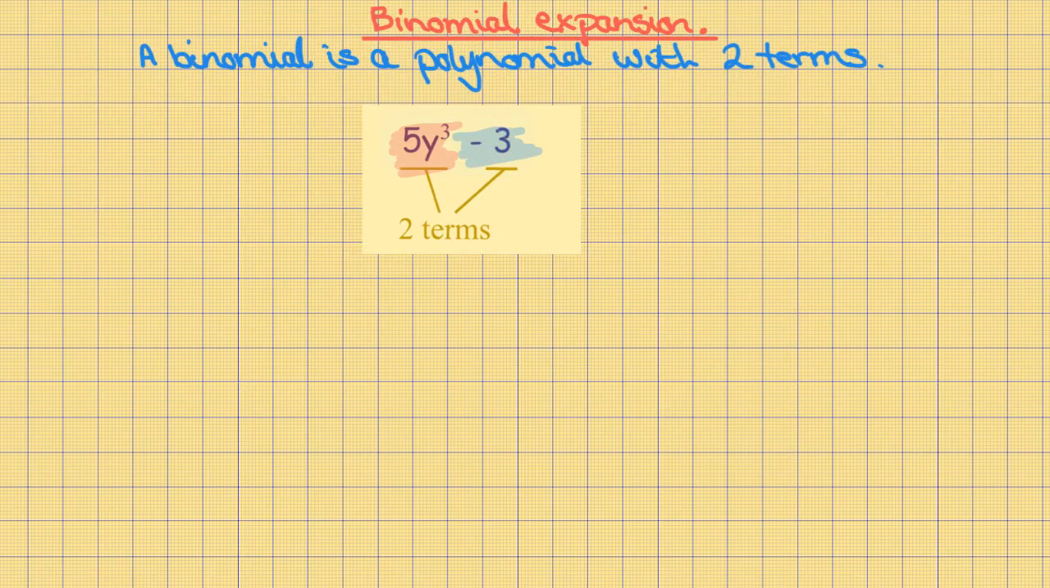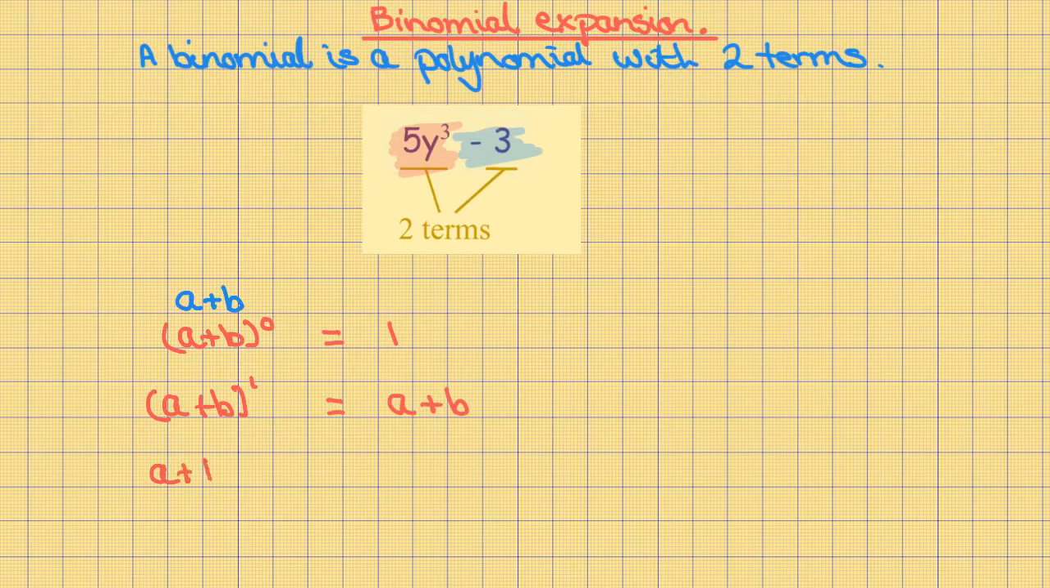Now let's have a look what happens when we multiply a binomial by itself many times. A plus b is a binomial with the first term a and the second term b. A plus b to the power of 0 is equal to 1. Go back to the exponent rule. Anything to the power of 0 is always 1. A plus b to the power of 1 is equal to a plus b.